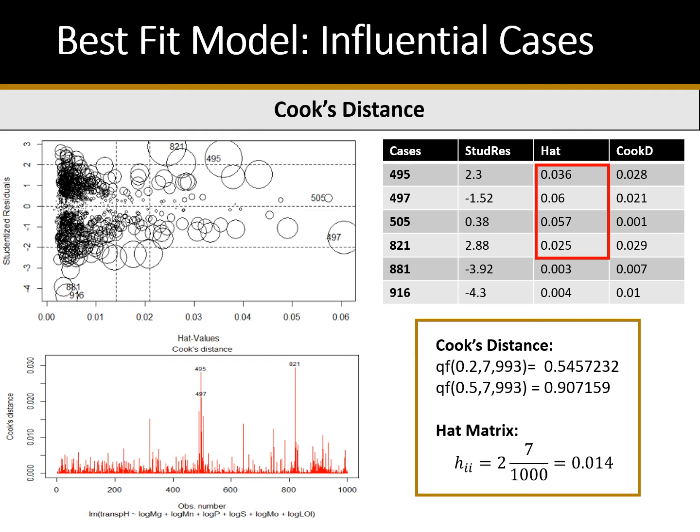As seen here, none of the cases for the Cook's distance exceeded the 20th percentile of 0.546 or the 50th percentile of 0.907. However, cases 495, 497, 505, and 821 appear to be outlying X variables with a high influence because their hat values are greater than 0.014.